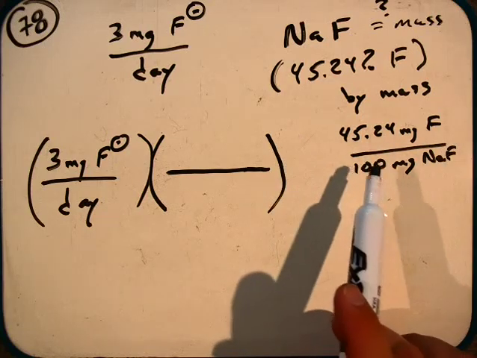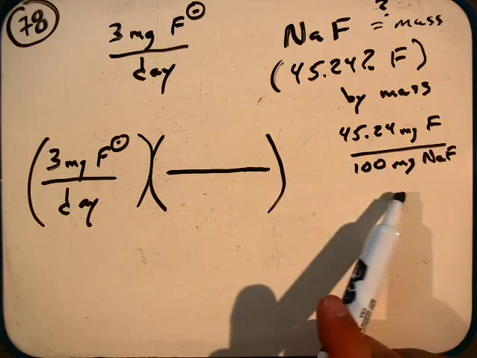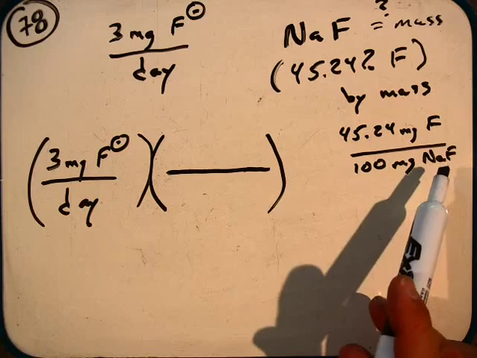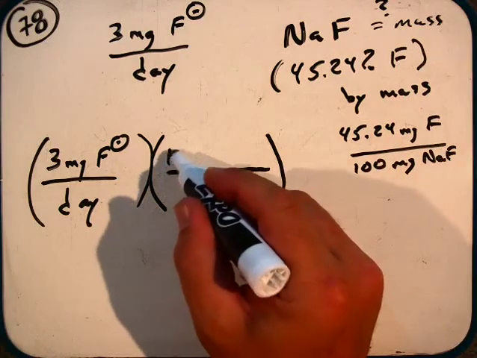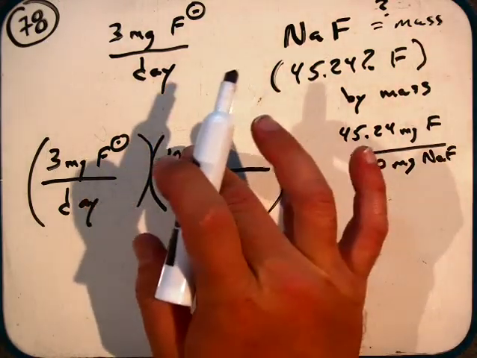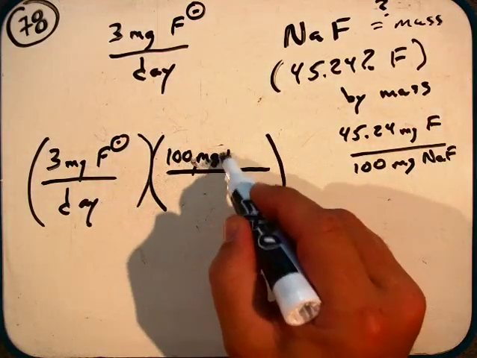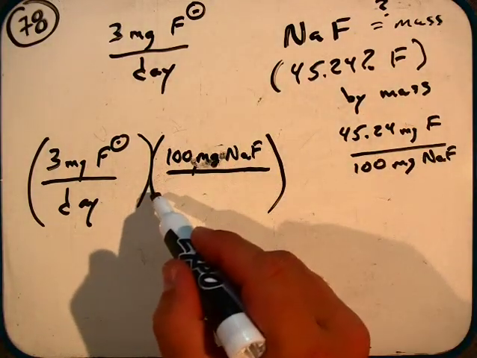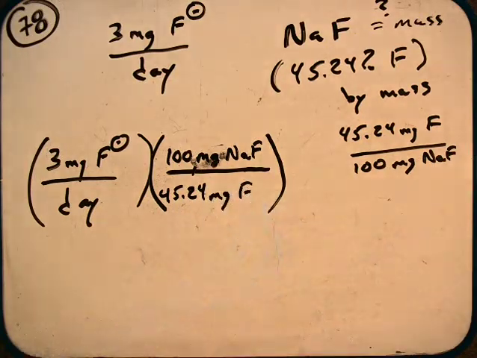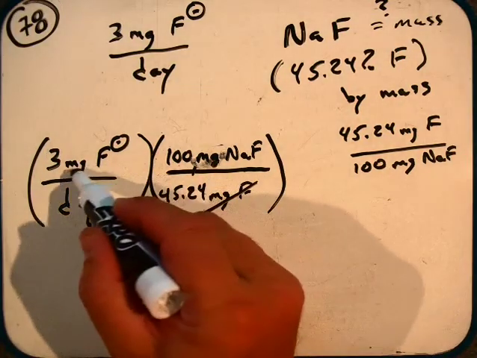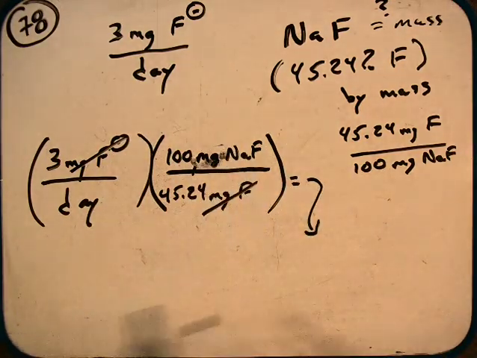And we're going to use it in such a way so that our milligrams of fluoride cancel out and we are left in milligrams of sodium fluoride, because that's what we want. That's the mass we want to determine. So we're going to put the 100 milligrams of sodium fluoride, not grams, we want milligrams of our sodium fluoride in the numerator. We have the 45.24 milligrams of fluoride in the denominator. Our milligrams of fluoride cancels out, and we're left with milligrams of sodium fluoride.